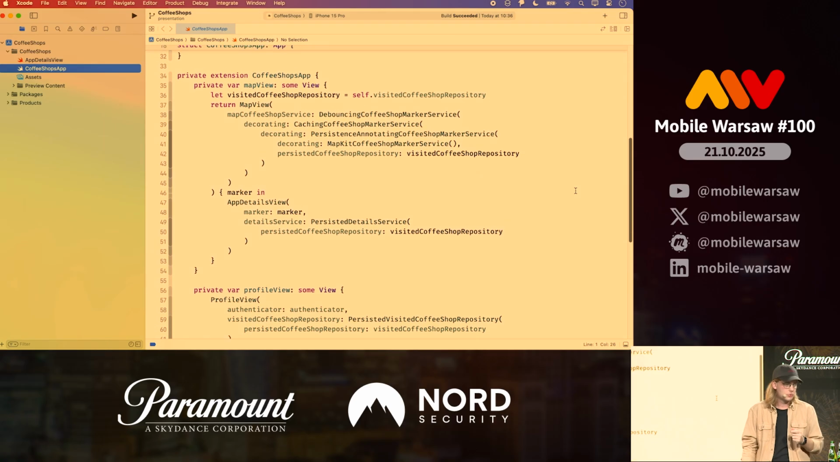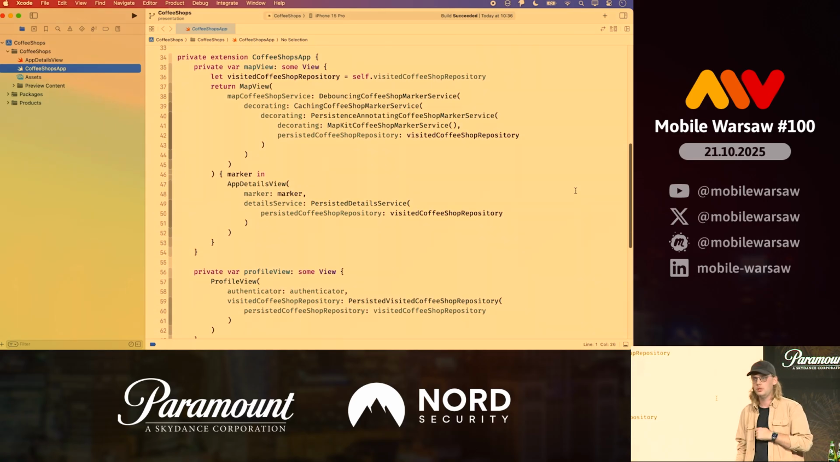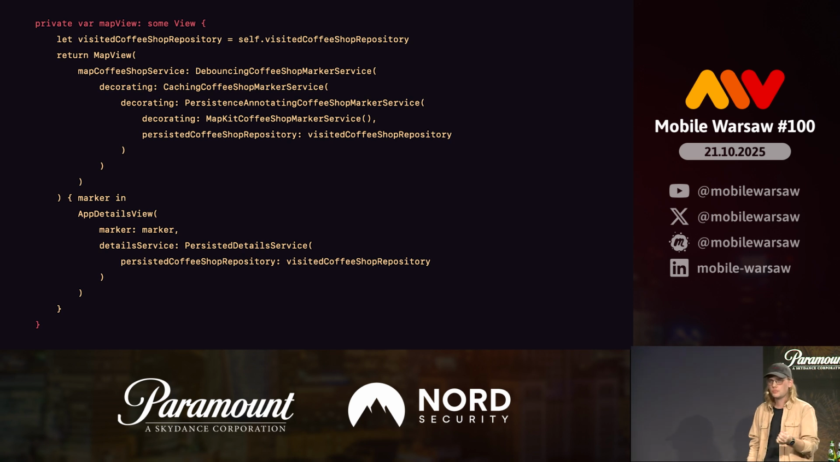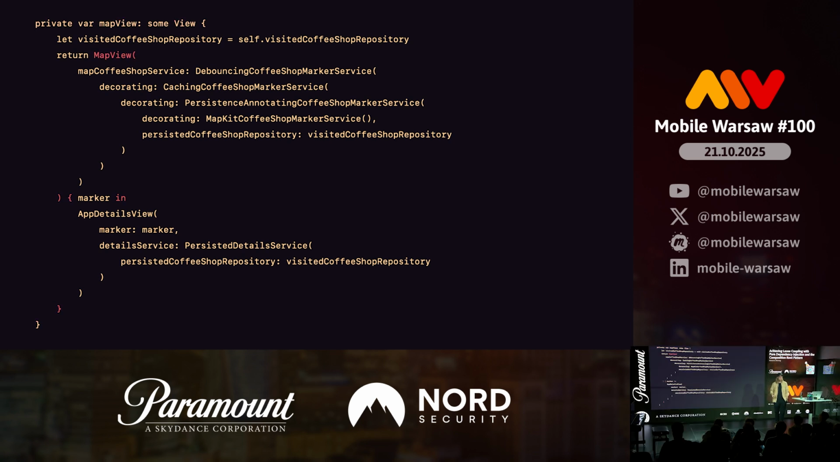Now let's scroll down to the map view and see how that composer looks. And again, it's just a property on our abstract here called map view. It returns some view, specifically a map view. And when creating that map view and creating the object graph for our map feature, we also need to create the dependencies of our map view. And in this case, we have a bunch of dependencies. I just want to highlight some of them.